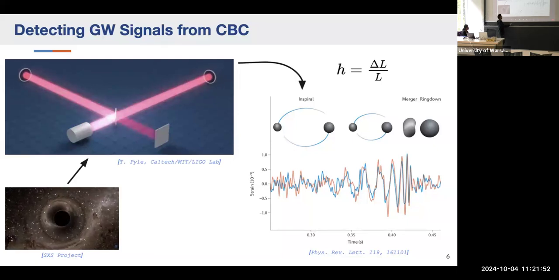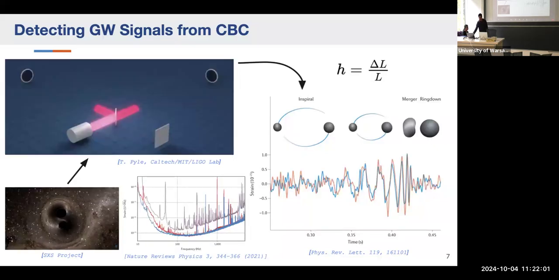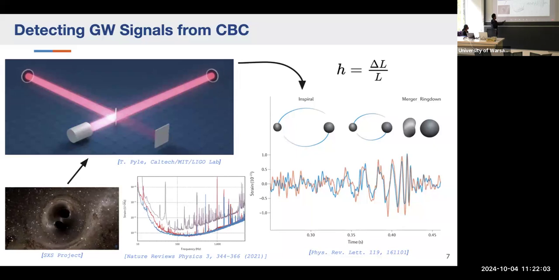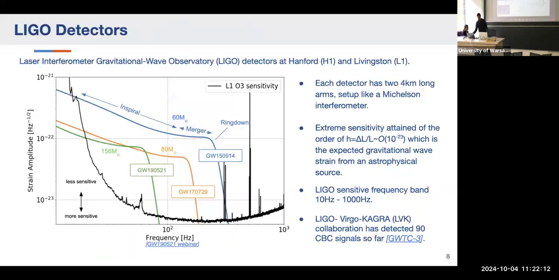But the thing to note here is that the sensitivity that we require is of the order 10 to the minus 21. So to detect such signals, we need very sensitive detectors with the noise spectral density looking something like this. So it has to reach very high sensitivity. One of these detectors is called LIGO, which is Laser Interferometer Gravitational-Wave Observatory. There are two such detectors, one in Hanford and the other in Livingston.